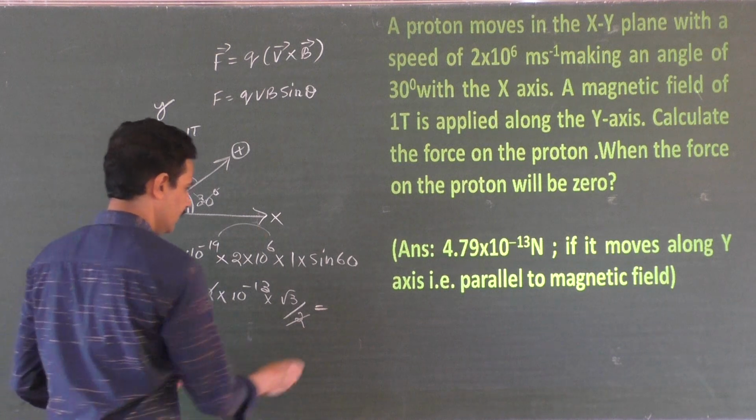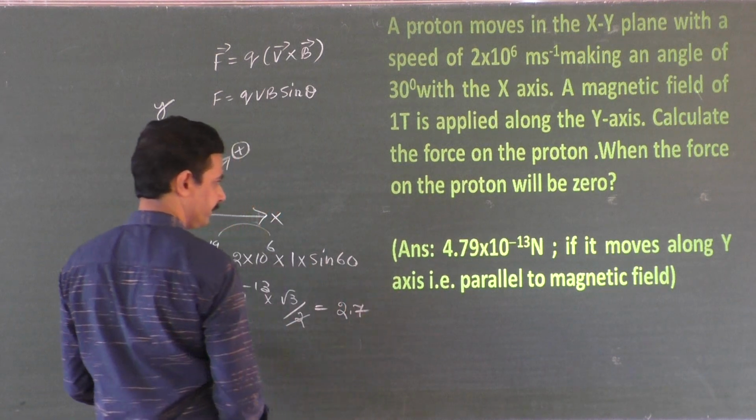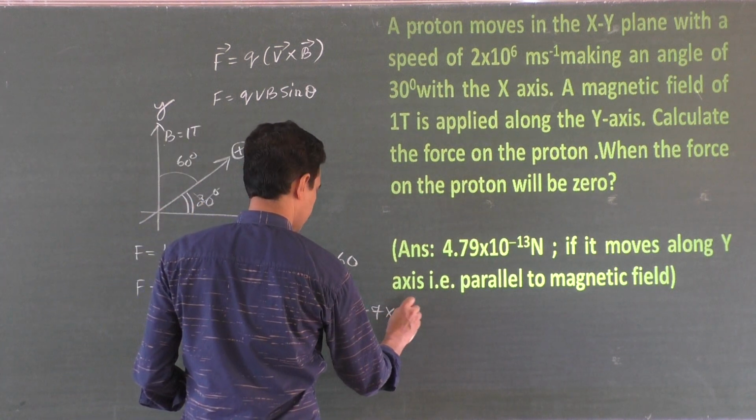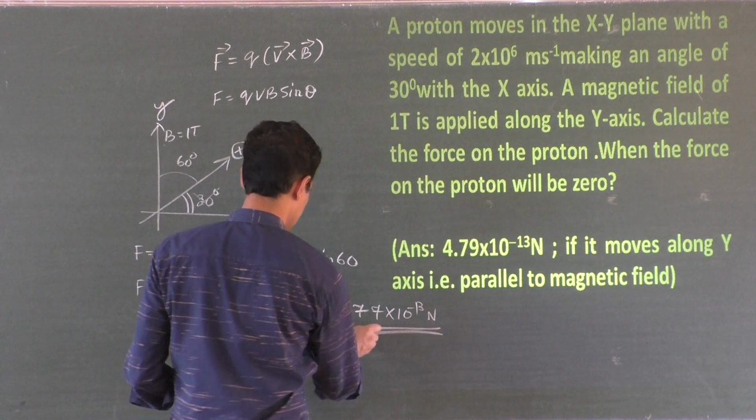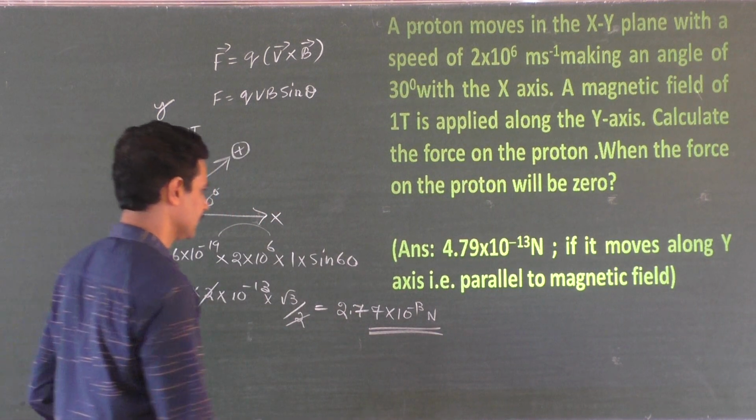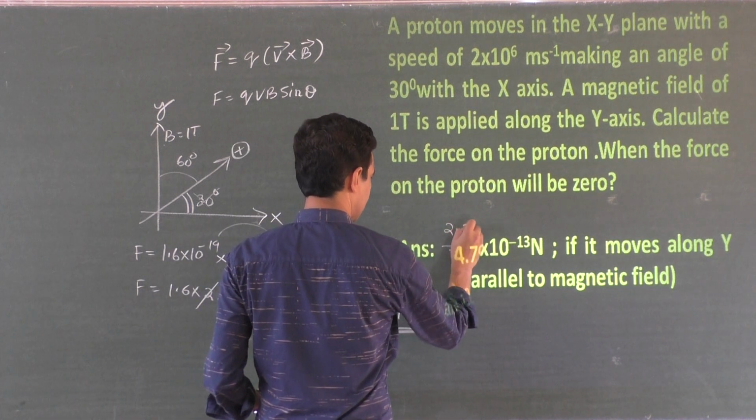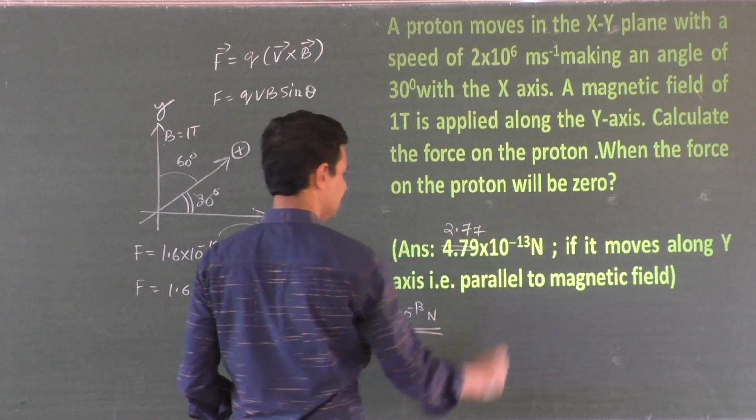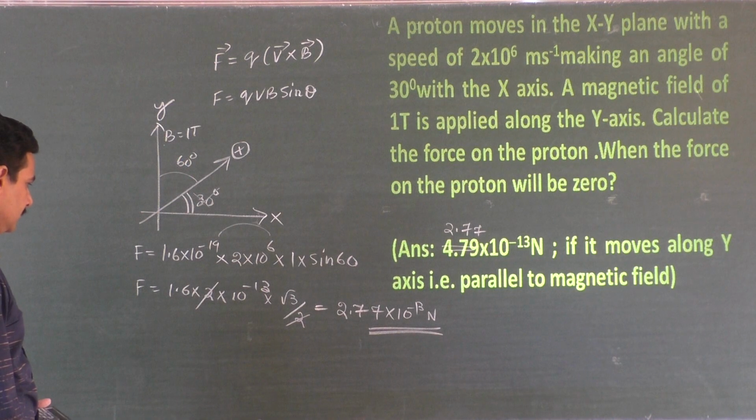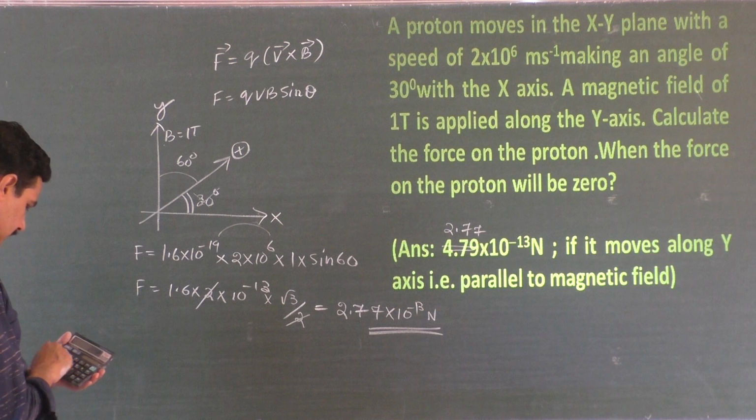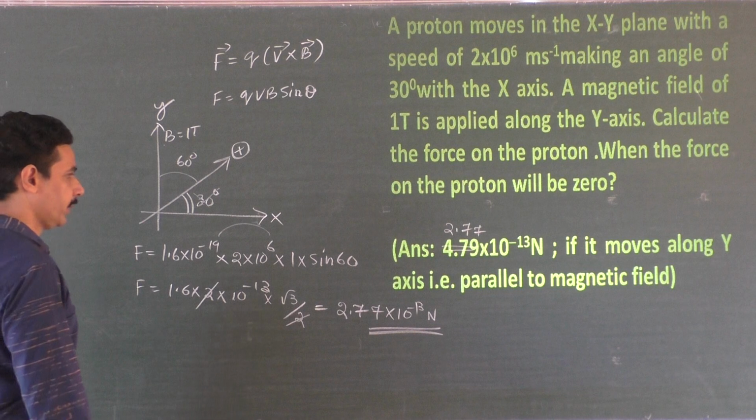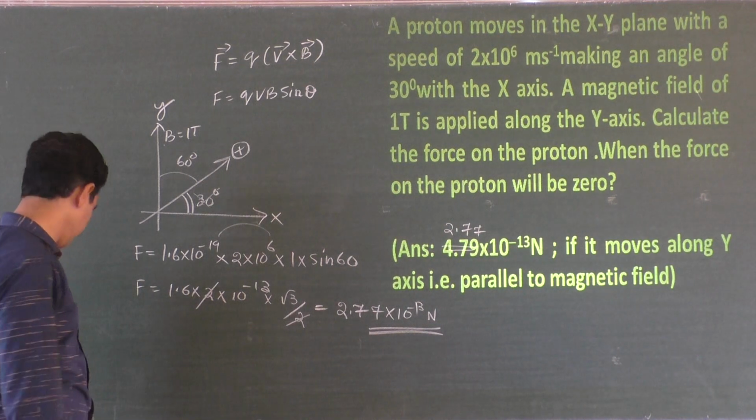This answer is wrong. This is not 2.77 into 10 to the power minus 13 Newton. Yes, sin 60 is root 3 by 2, 1.6 into 1.7. This answer is 2.7 itself. It's correct. 2.77 into 10 to the power minus 13 Newton. I don't know why I got that. Into 2 will be 5.5. Yeah, right. That's the correct answer. 2.77 into 10 to the power minus 13 Newton. We'll move on to the next one.